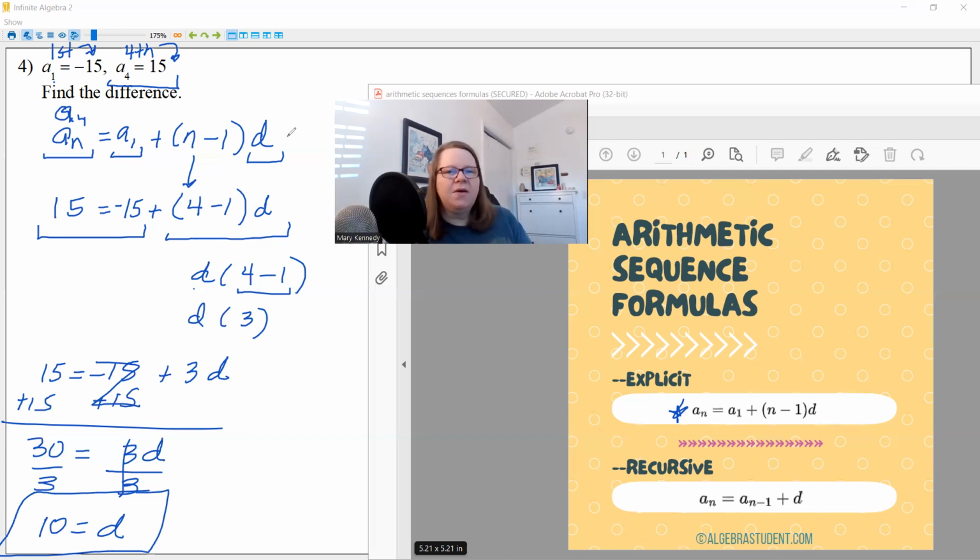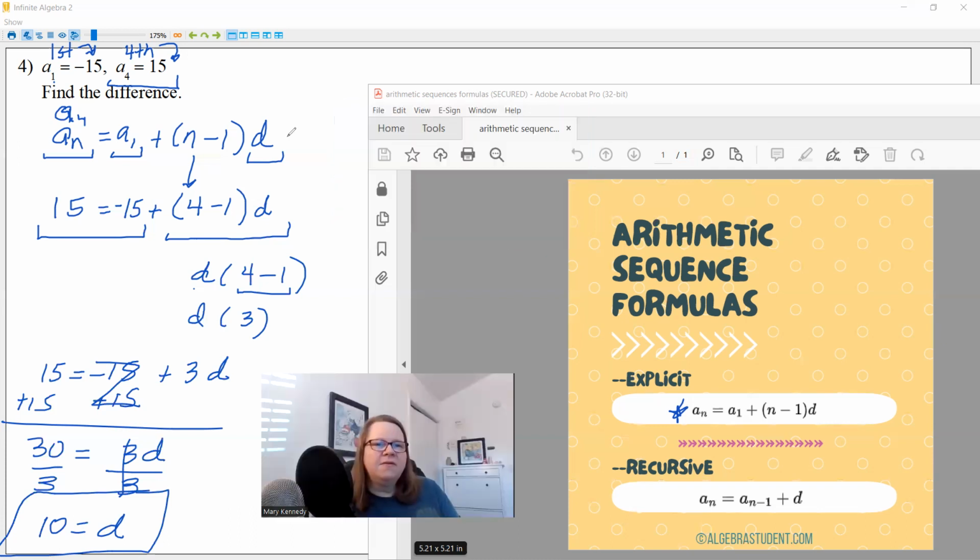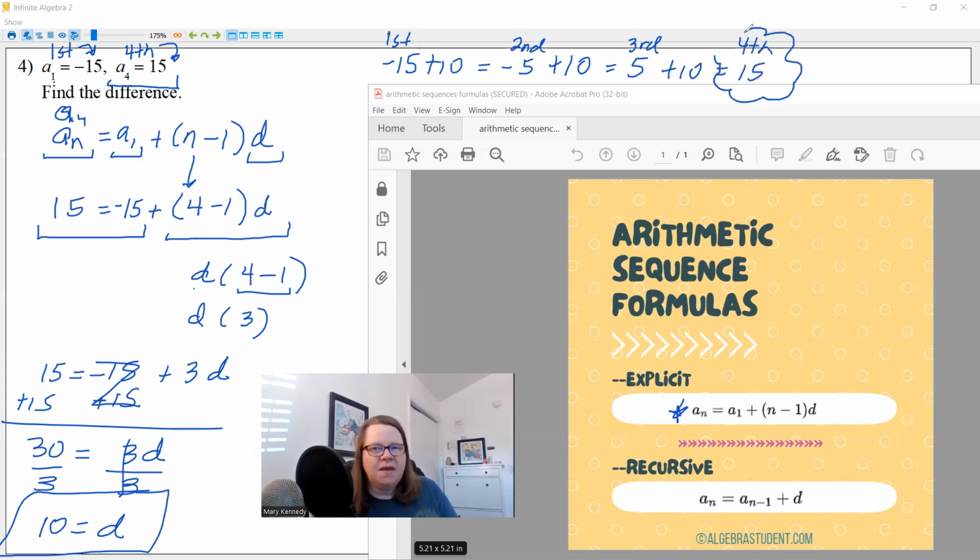And we can think about, like it said at the beginning, that the first term was negative 15. Well, negative 15 plus 10 is negative 5. So that would be the second term. If we add 10 again, our difference, negative 5 plus 10 is 5. That's our third term. If we add 10 again, we get 15. That's our fourth term. And that is what we were told at the very beginning, that the fourth term would be 15.